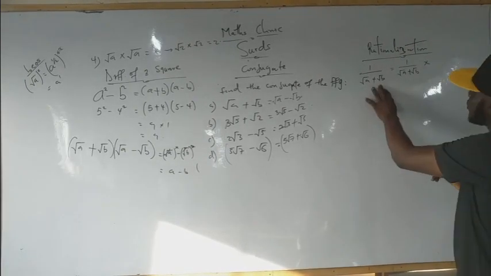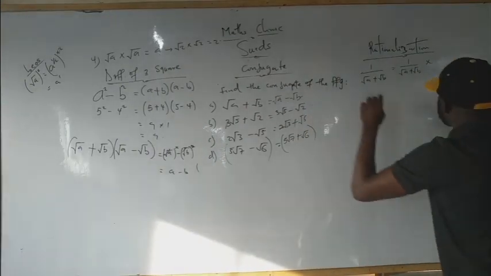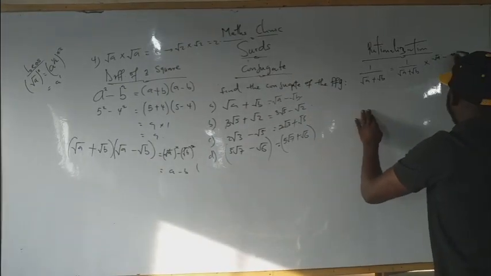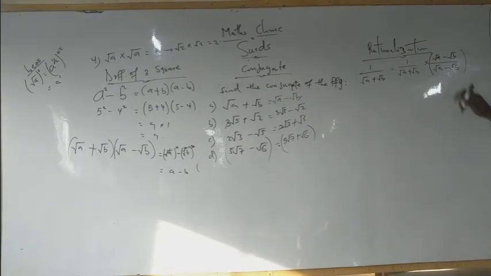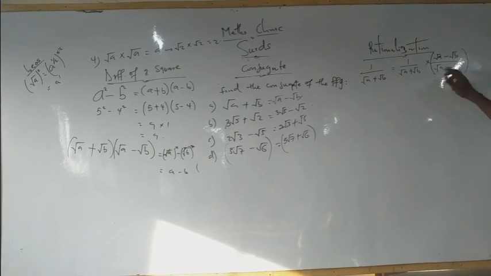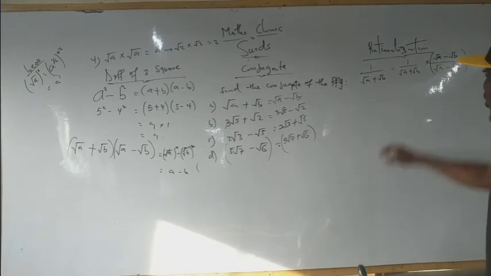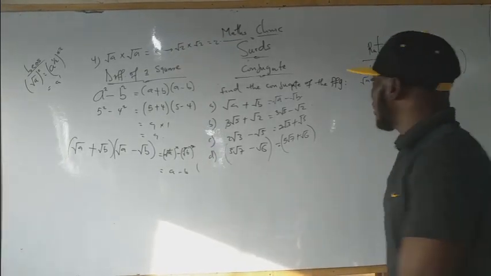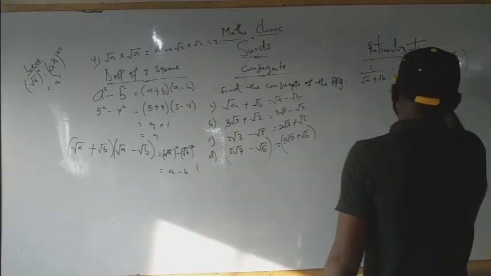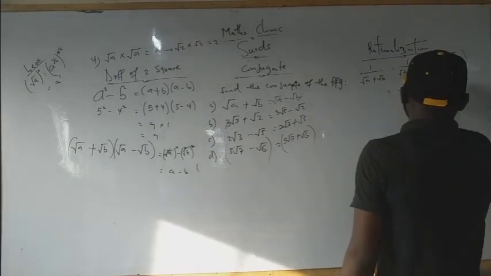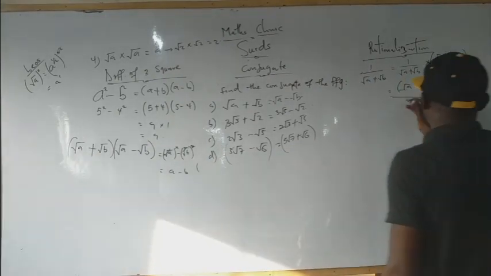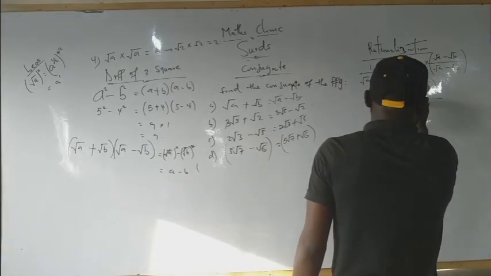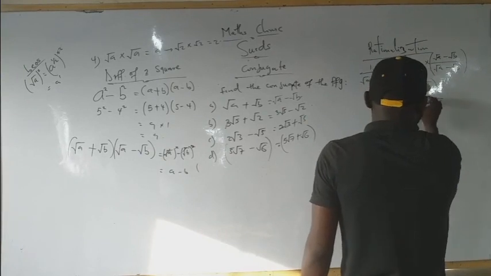And what's the conjugate of the denominator? That will be root A minus root B, everything over root A minus root B. You can see that? Root A minus root B divided by root A minus root B will give us 1. 1 times this will give you this. Are we together? So from here we can say this is equal to root A minus root B, everything over root A plus root B.